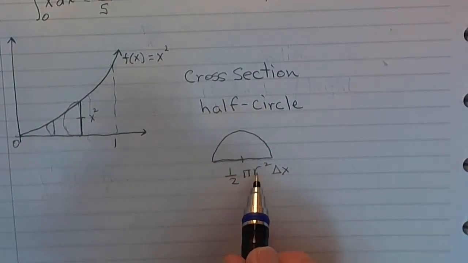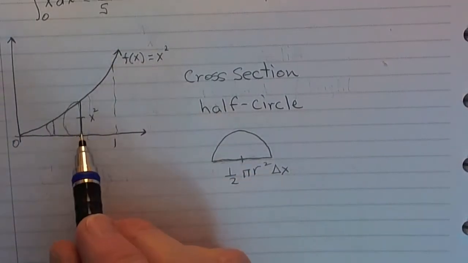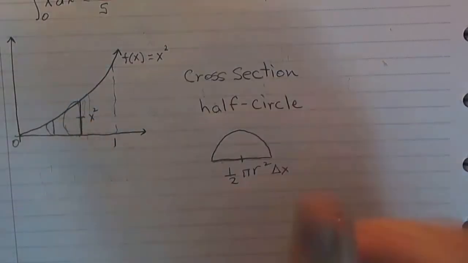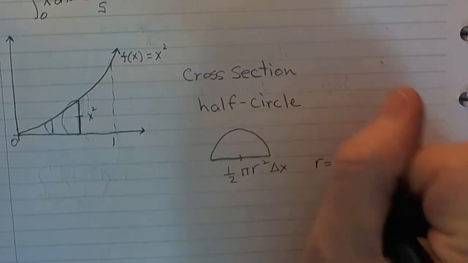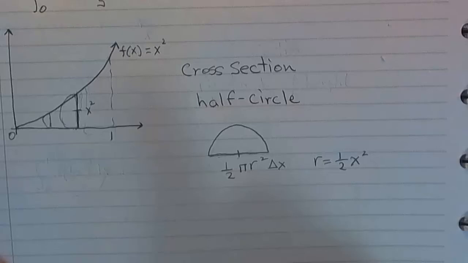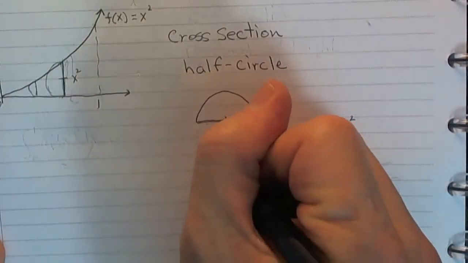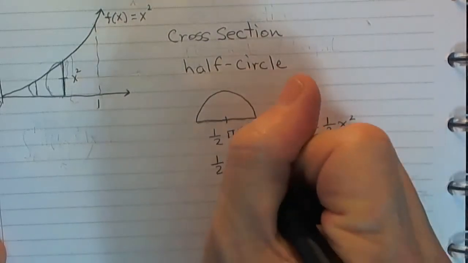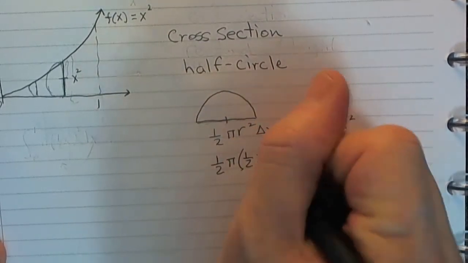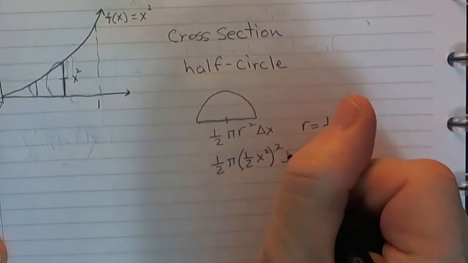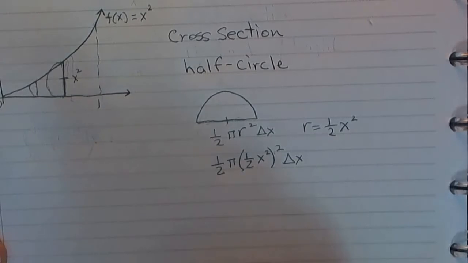Okay. Well, what is r? For this half circle here, the diameter is x squared, right? So r is actually 1/2 x squared. So let's see what we have now. We modify this: 1/2 pi times (1/2 x squared) squared. See? 1/2 pi r squared and delta x.